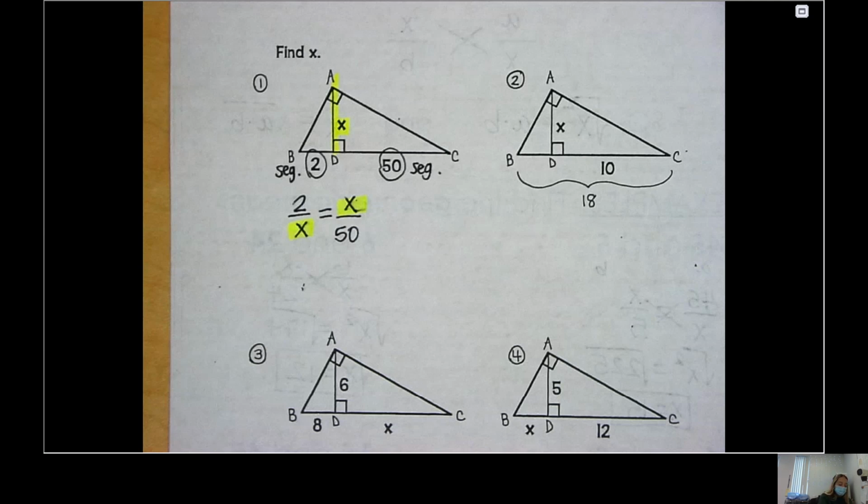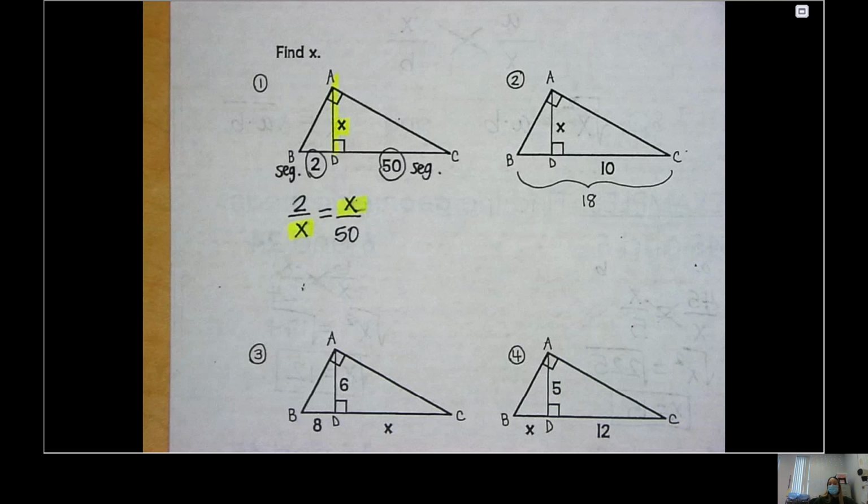Square root both sides. So x is equal to what? So what number times itself gets me to 100? 10. So there you go. You have figured out the unknown side length by using geometric mean. All right, let's try the next one.